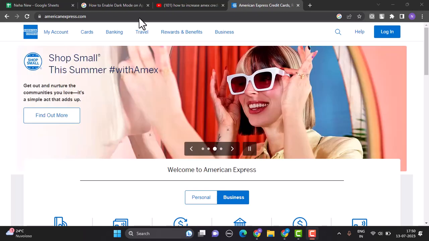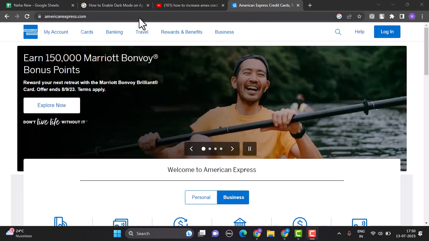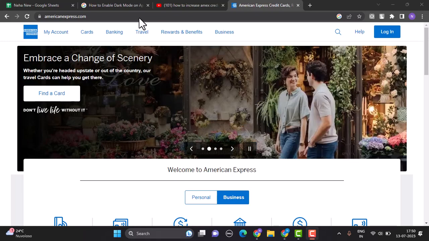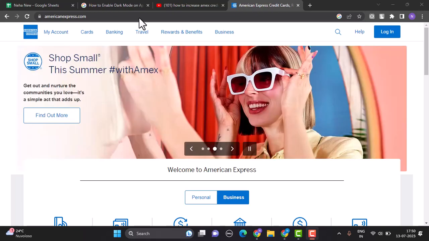Maintaining a good credit score can also help you get a higher credit limit. As already mentioned before, paying your bills on time, managing your debt efficiently, and having a healthy credit card history can contribute to a higher credit score, which may increase your chances of a credit limit increase.